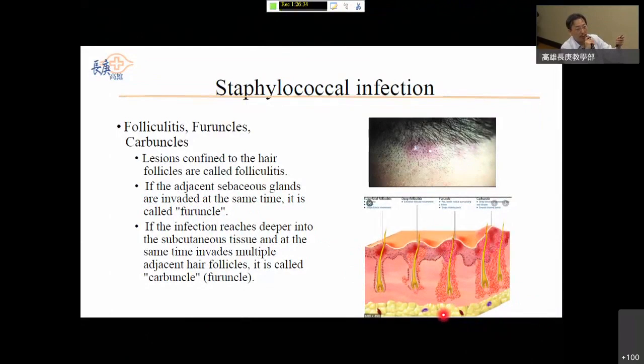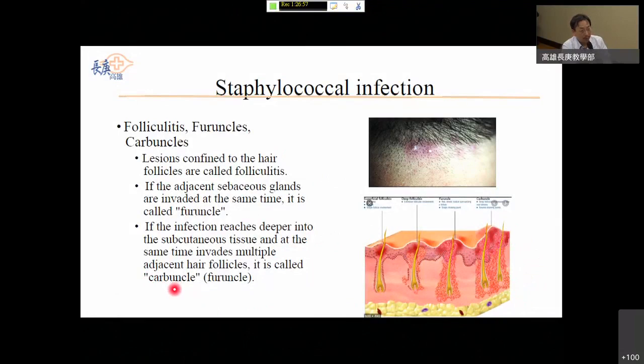Okay, furuncle. And if the infection becomes more and more severe, the adjacent hair follicles and sebaceous glands are affected. It's called a carbuncle, okay? It's called a carbuncle.